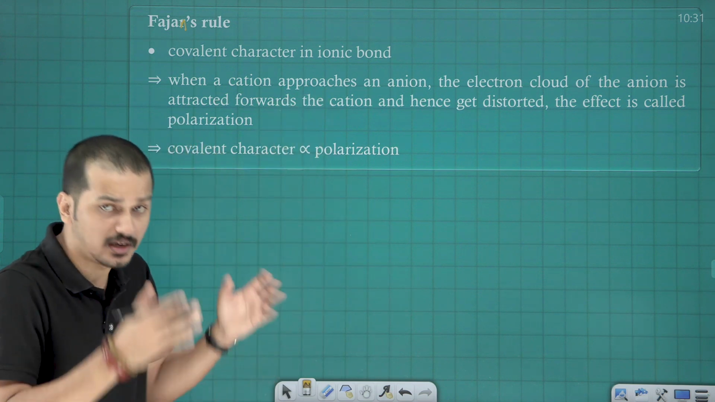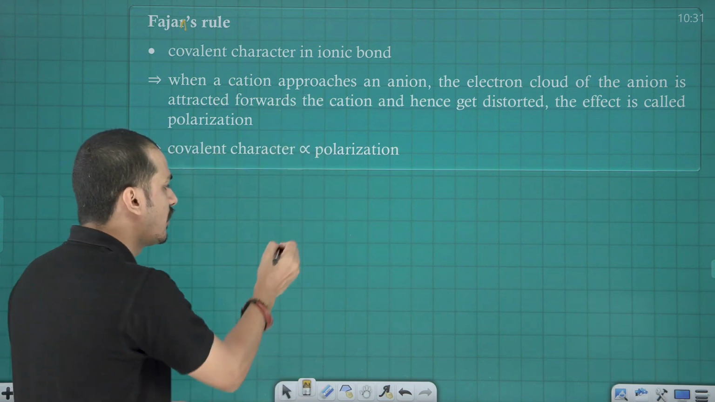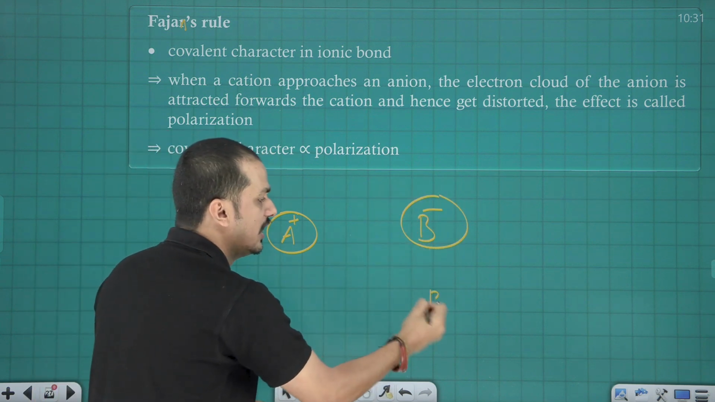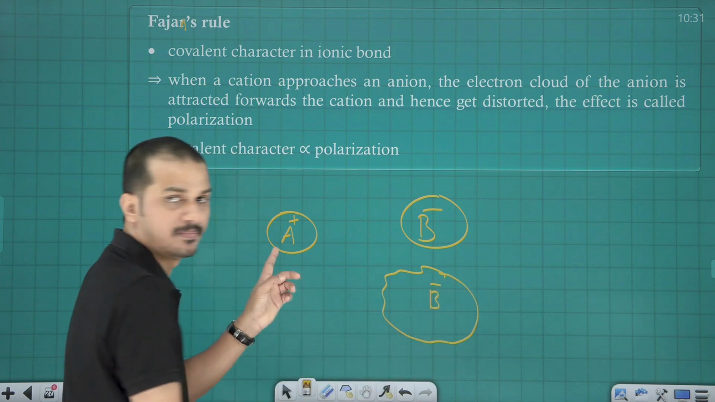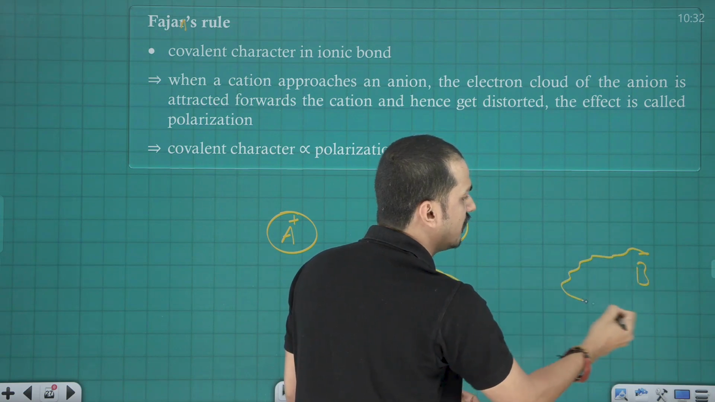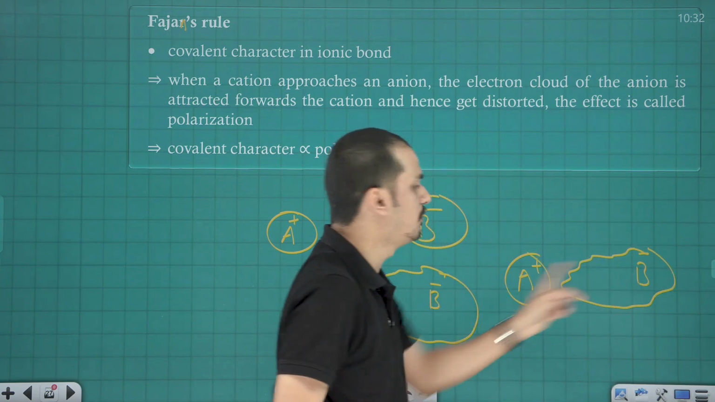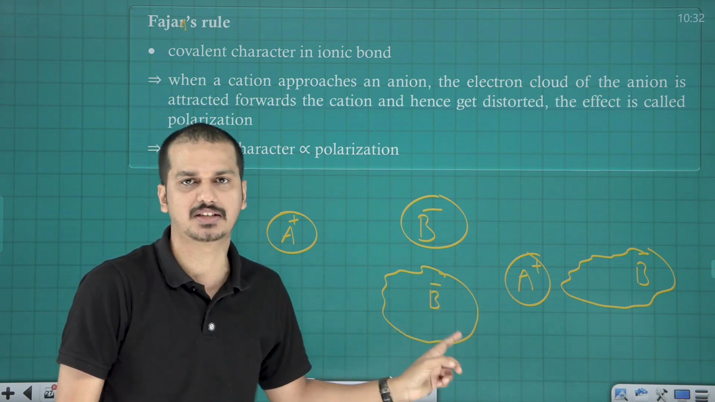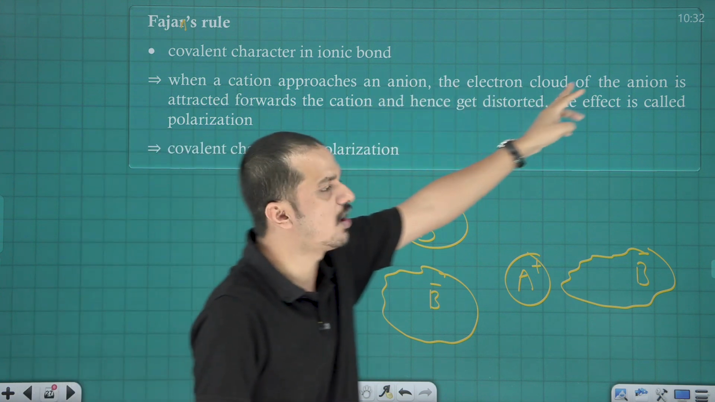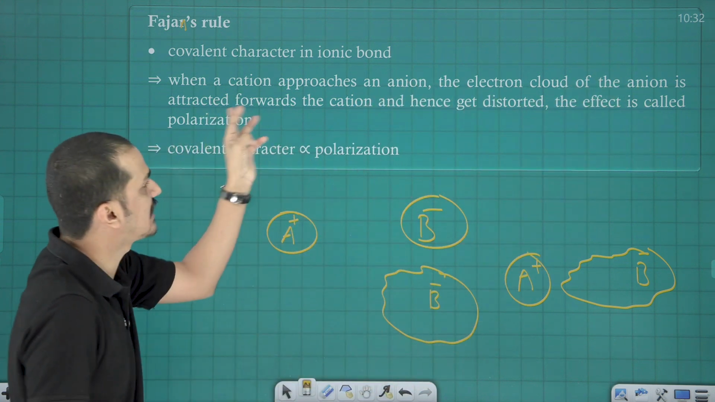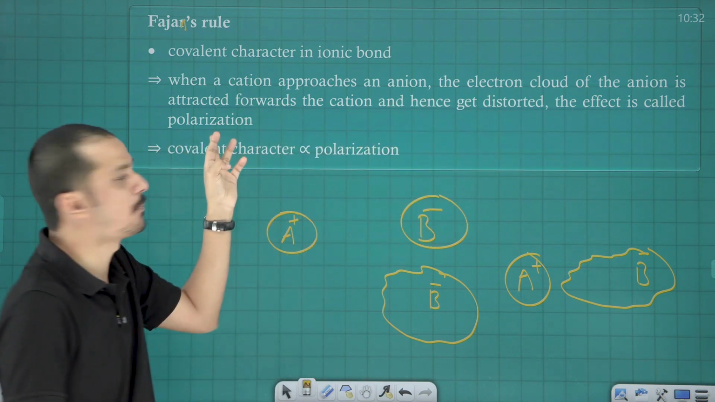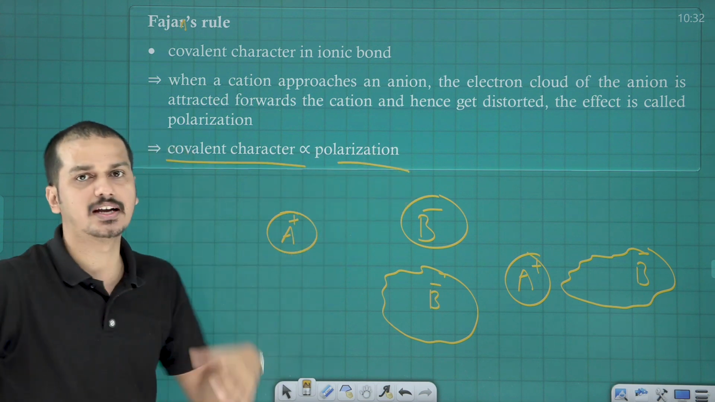So how does the covalent character arise in an ionic compound whenever you have a cation moving towards an anion? Around the anion, the electron waves are symmetrically distributed. Whenever this cation moves near, the anion's electron wave will be distorted towards the cation. Now, between A and B, electron waves come. That is what is called polarization. That only I wrote here. When a cation approaches an anion, the electron cloud of the anion is attracted forward towards the cation and hence gets distorted. The effect is called polarization. If polarization is more, covalent character is more.